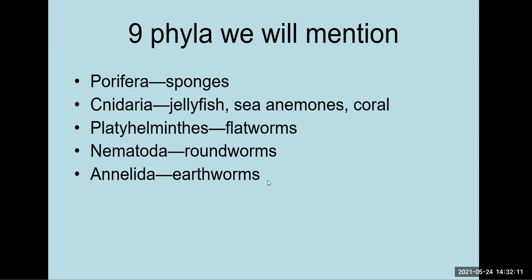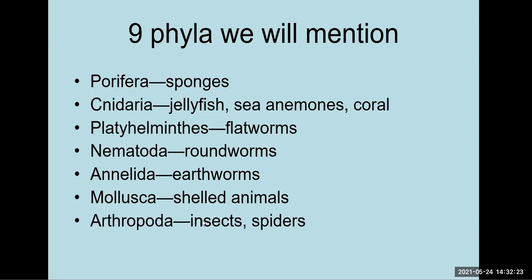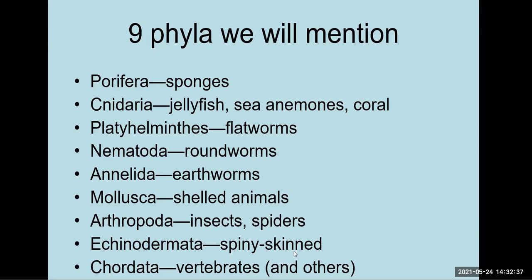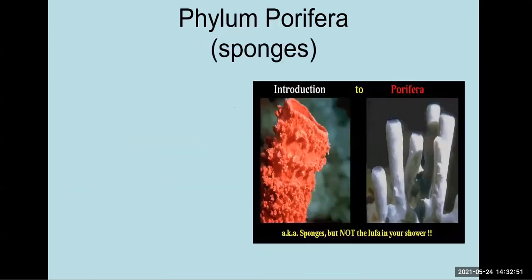We have the earthworms, Phylum Annelida. The shelled animals, those with shells, like the clams, that's Phylum Mollusca. We have insects and spiders, that's Phylum Arthropoda. And also we have the spiny skinned animals. They belong to Phylum Echinodermata. And the vertebrates and the others are called Chordata. And we humans belong to Phylum Chordata because we have our vertebral column or our spinal column.